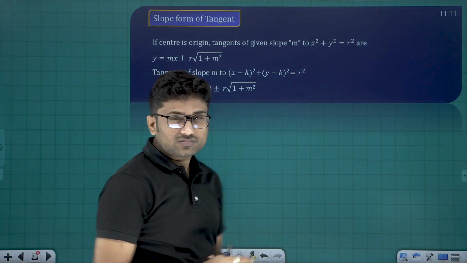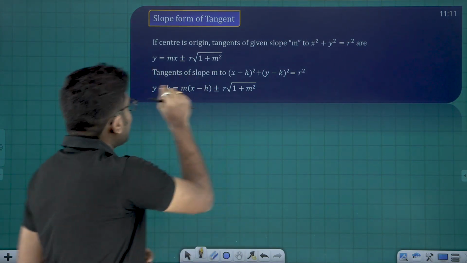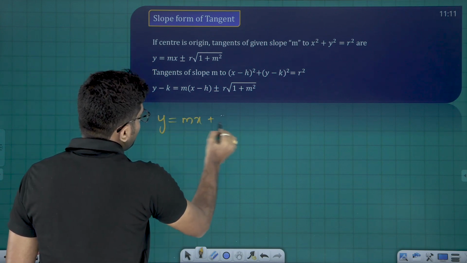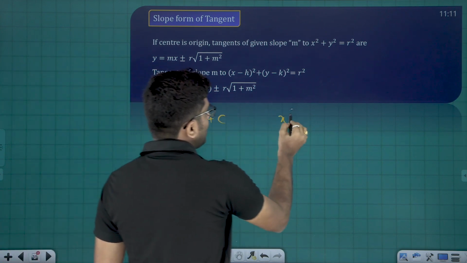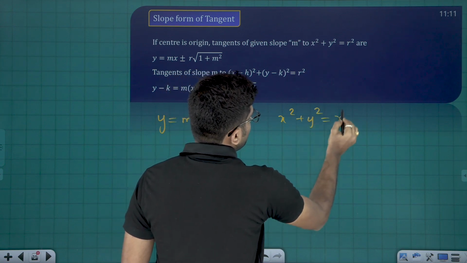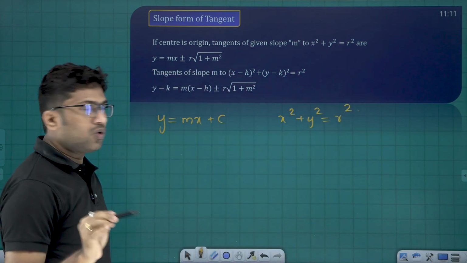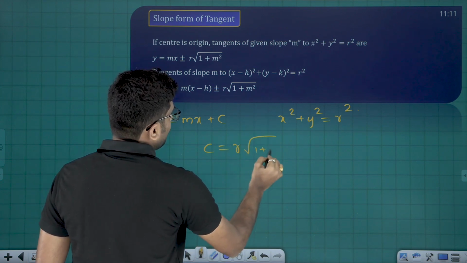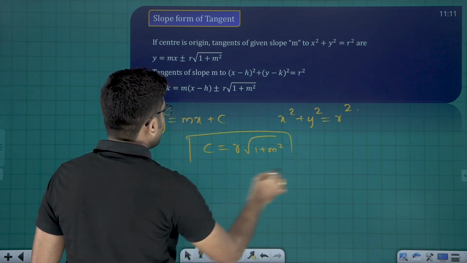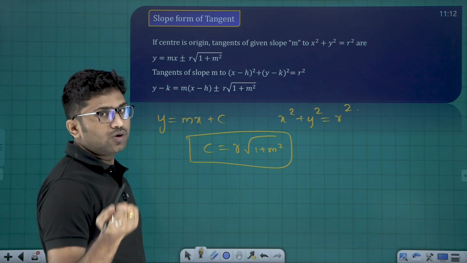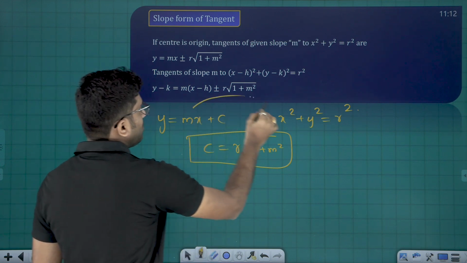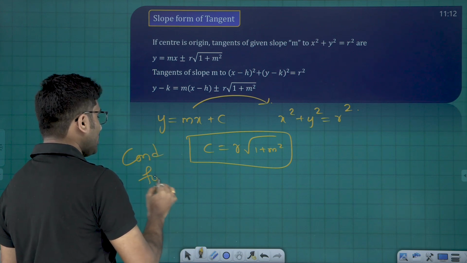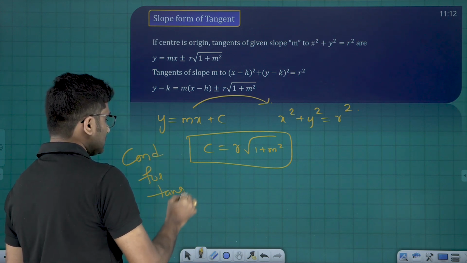Next, just remember this condition of tangency. A line y is equal to mx plus c is said to be a tangent to the circle x square plus y square is equal to r square only if c is equal to r into under root 1 plus m square. If c is equal to r into under root 1 plus m square, then this line becomes the tangent to the given circle, and this is called the condition for tangency.